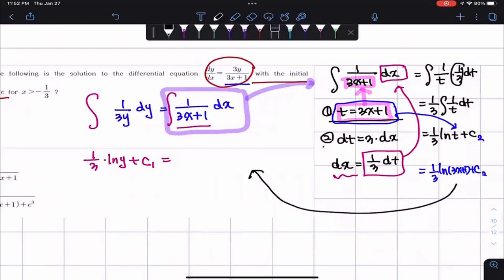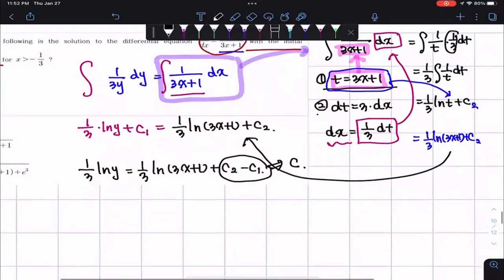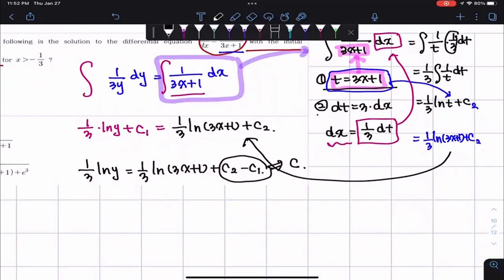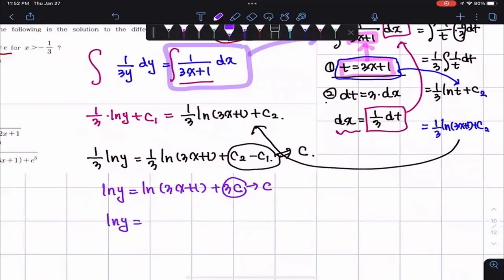Come back. We have 1/3 ln|3x+1| + C2 on the right and 1/3 ln y on the left, so 1/3 ln y = 1/3 ln|3x+1| + C2 - C1. This is just C. Multiply by 3 on both sides: ln y = ln|3x+1|, and 3 times C is just C. So ln y = ln|3x+1| + C.